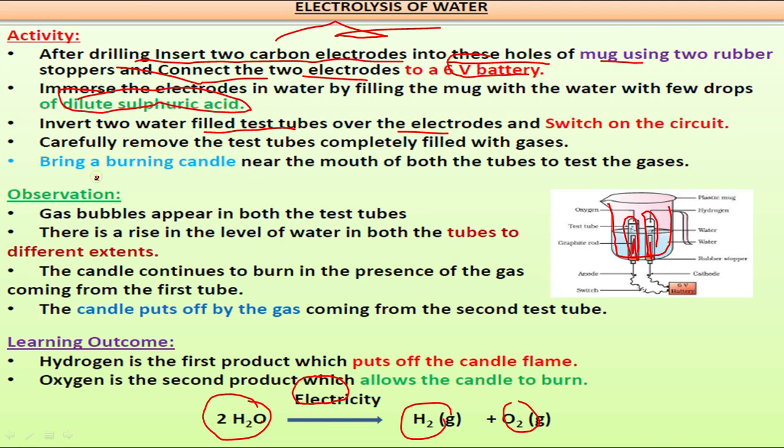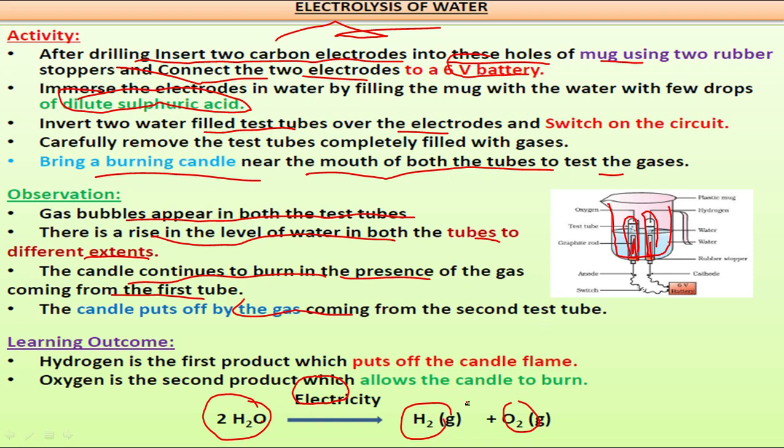electrolysis. Bring the burning candle near the mouth of both the tubes to test the gases. Gas bubbles appear in both the test tubes. Yes, the gas bubbles can be observed in both the test tubes, and there is a rise in level of water in both the tubes to different extents. The candle continues to burn in the presence of gas coming from the first tube. The candle is put off by the gas coming from the second tube, because one gas is highly flammable, that is hydrogen gas, and the other is oxygen gas.